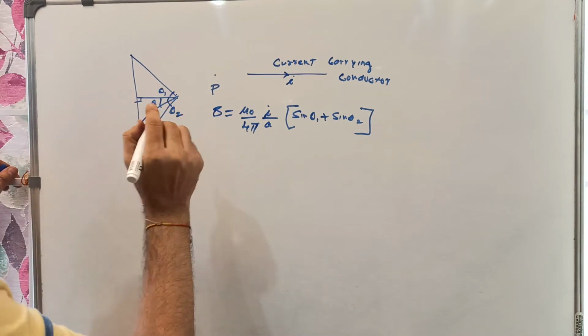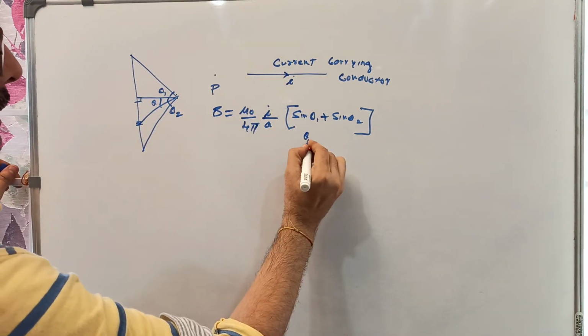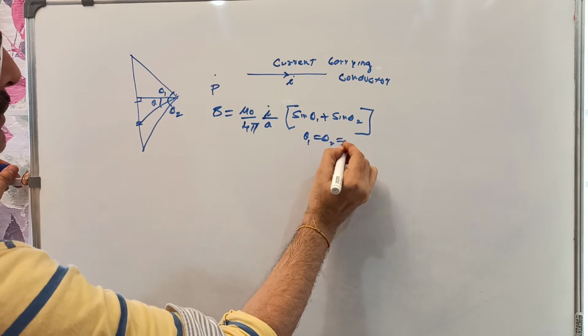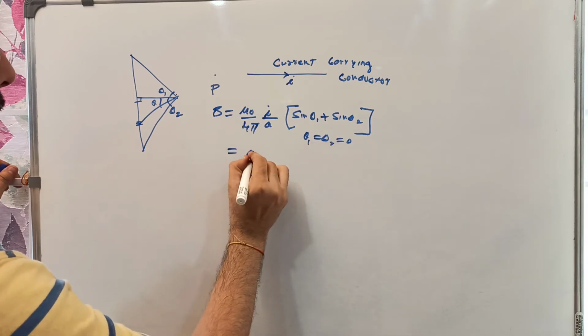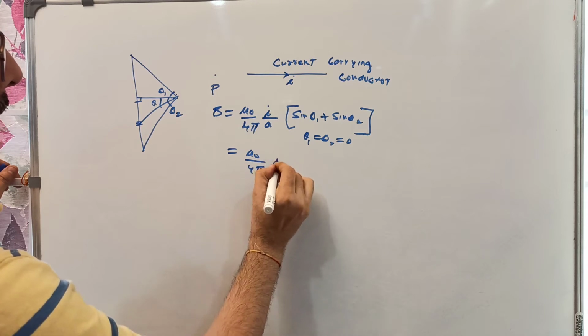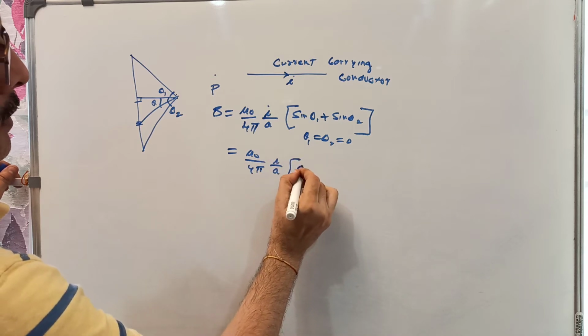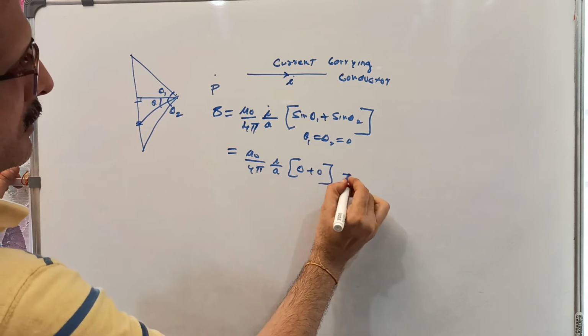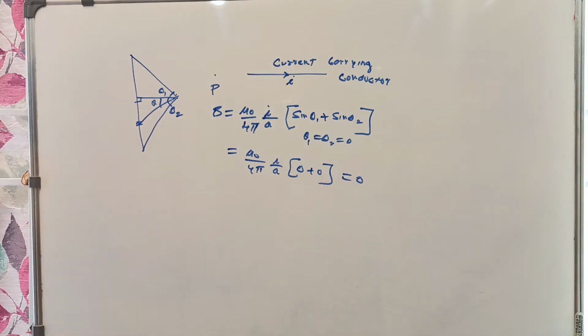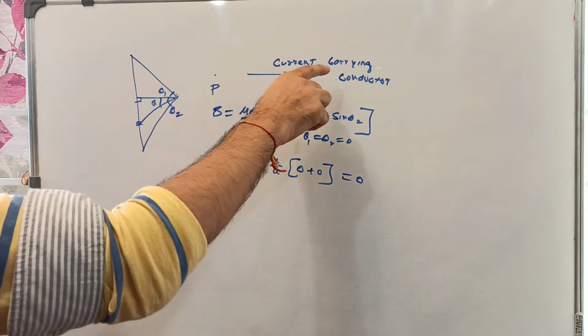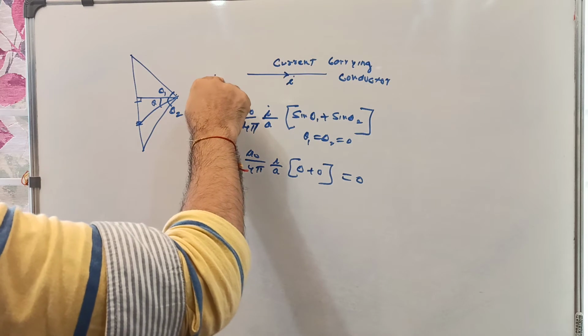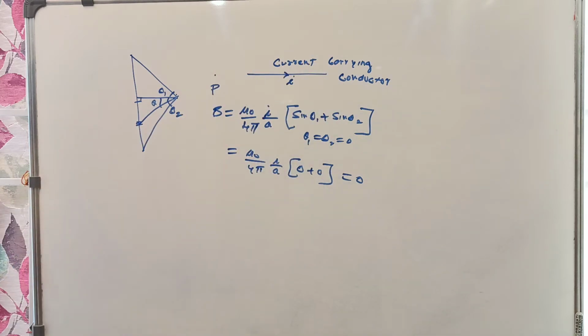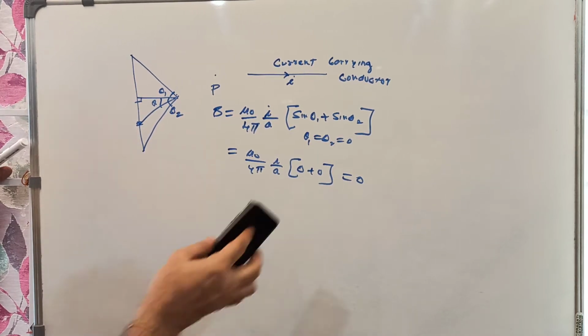So if the point is in a straight line with the wire, then theta 1 is equal to theta 2 is equal to 0. So it's mu naught by 4 pi, I by a, into 0 plus 0, which is equal to 0. This basically means that the magnetic field at any point which is collinear to the wire would always remain 0, and you will utilize this very often while you solve numericals.